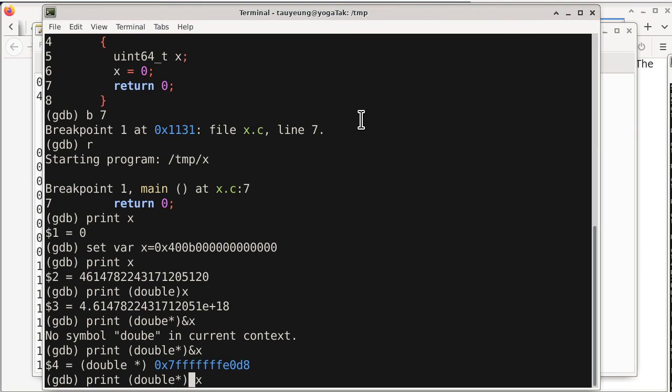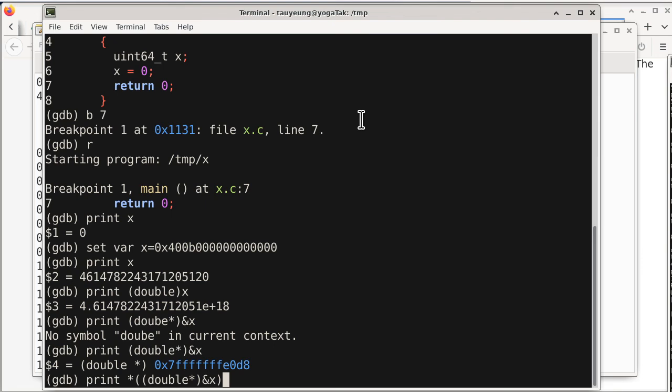So what if I do an asterisk over here? Now, I'm going to use extra parentheses that are not actually necessary to indicate the order of operation. So now what I'm saying is, first, let's take the address of x. The address of x is a certain location in memory, and the type of that address is the address of a 64-bit unsigned integer. Okay, and then I cast that address and say, hey, GDB, do not look at the content at this address as a 64-bit unsigned integer. Instead, consider this is the address of a double.